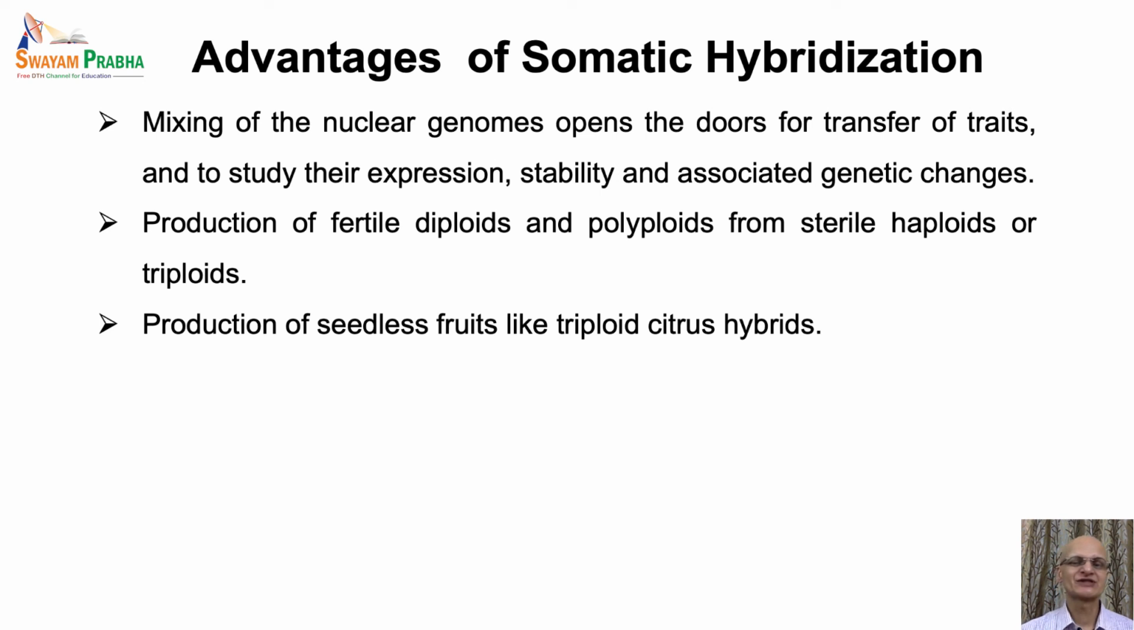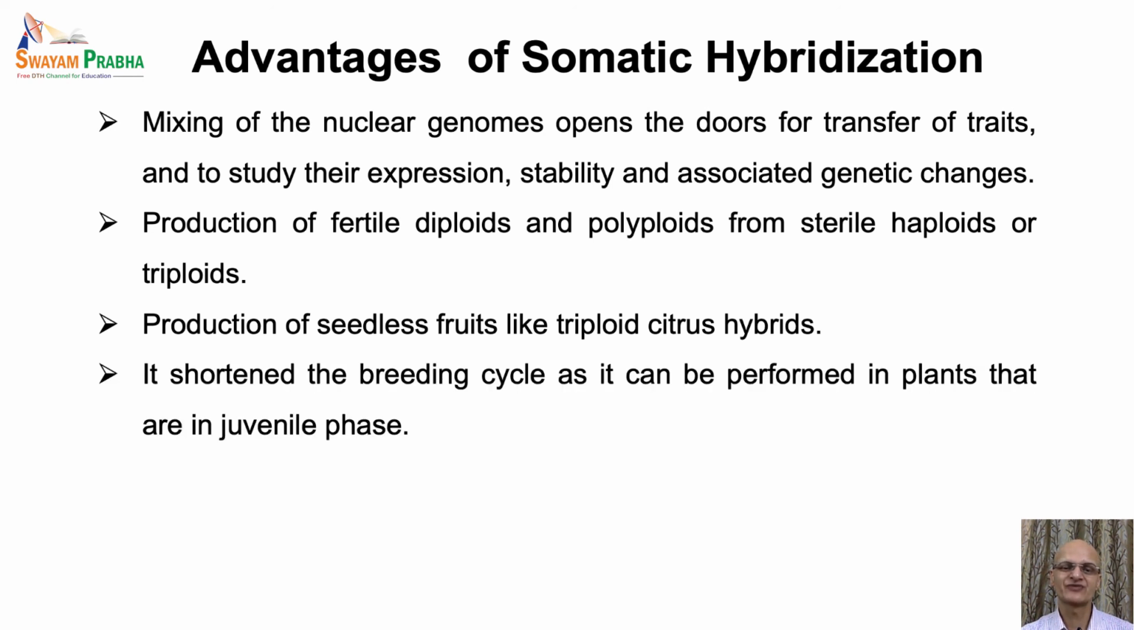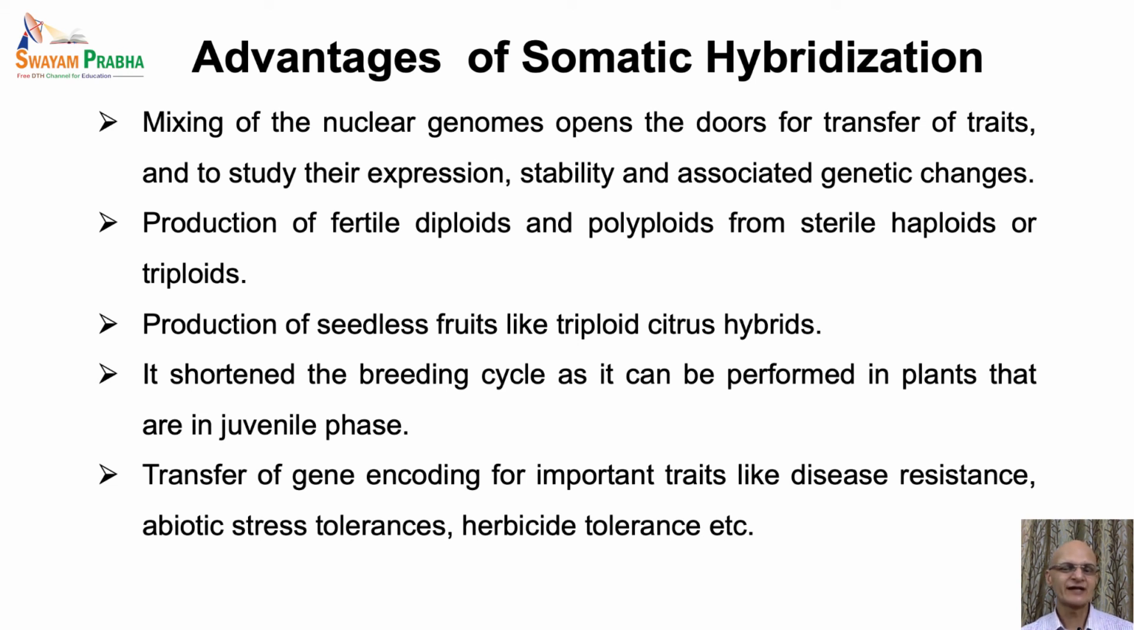Further, novel somatic hybridizations can be performed to generate seedless fruits, as has been done for citrus, where haploid and diploid protoplasts were fused to regenerate triploid hybrids that had seedless fruits. Further, it can shorten the breeding cycle, as somatic hybridization can be performed on plants that are in their juvenile phase. Somatic hybridization has been successfully used to transfer genes encoding important traits like disease resistance, tolerance to abiotic stress conditions or environmental conditions, or tolerance to herbicides. In this way, several improved hybrids for these traits have been generated in different plants like citrus, Solanum species, Brassica, tobacco, and so on.